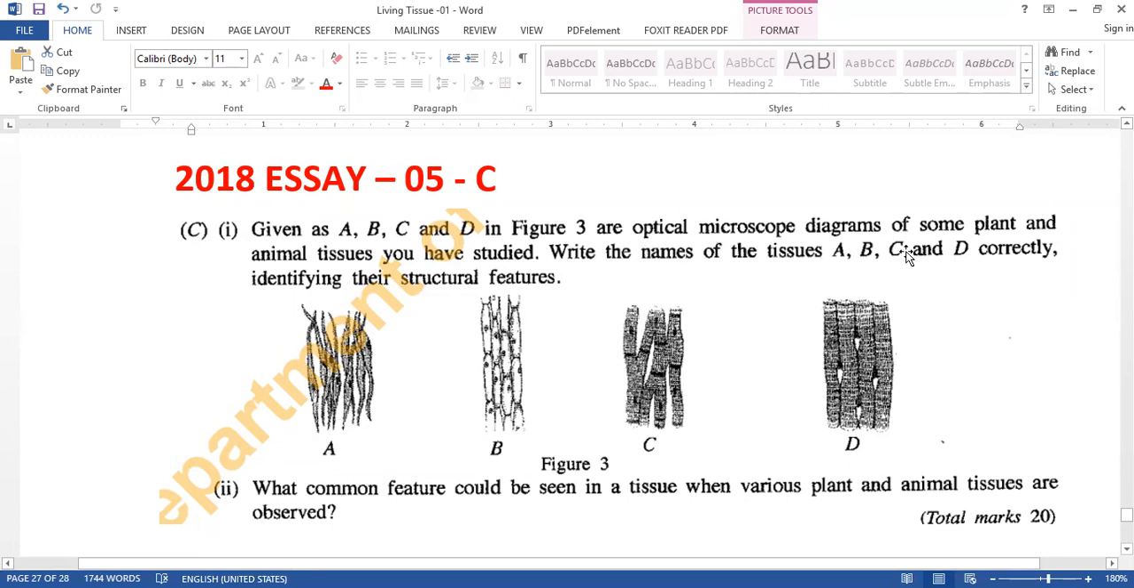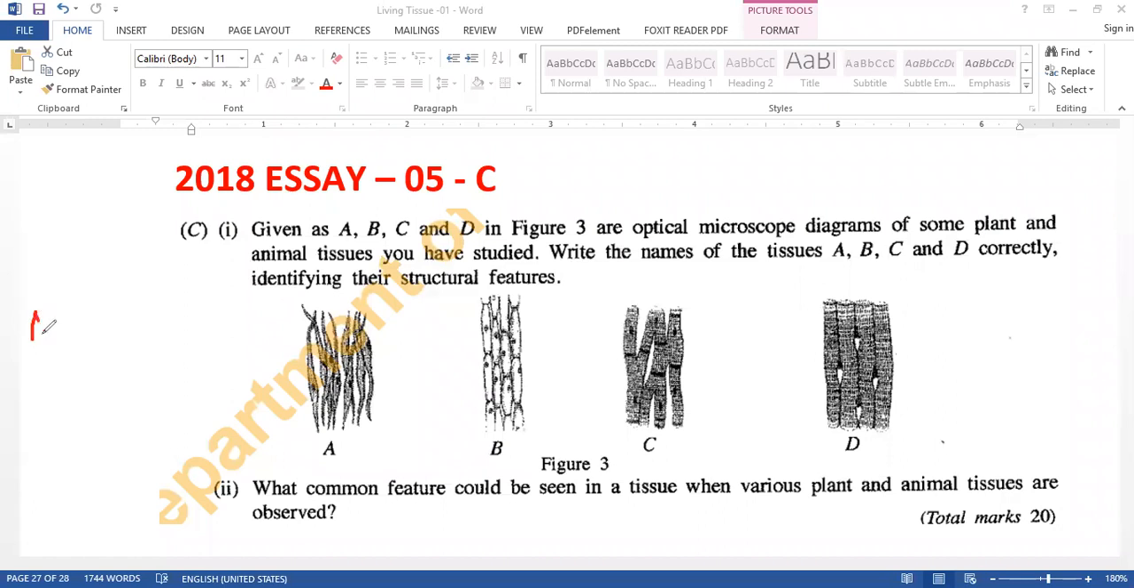So that should be the answer. Some plants and animals tissue you have studied. Write the names of these tissues A, B, C, and D correctly, identifying their structural features. By the finding of structural features, what could be?